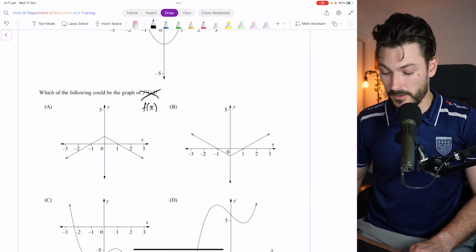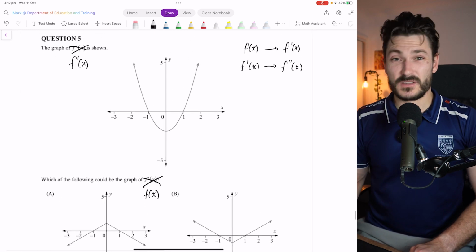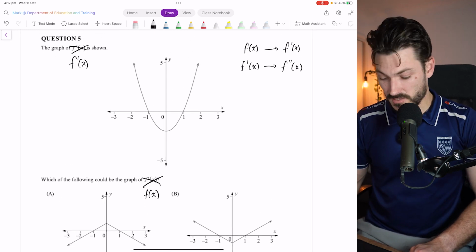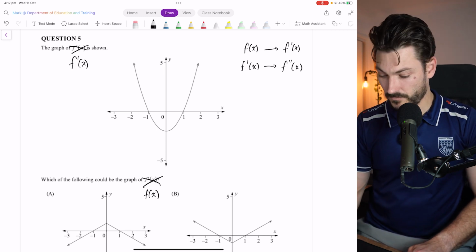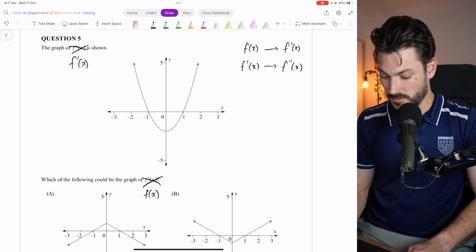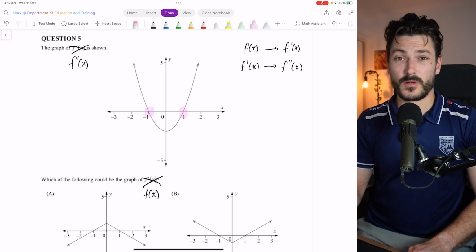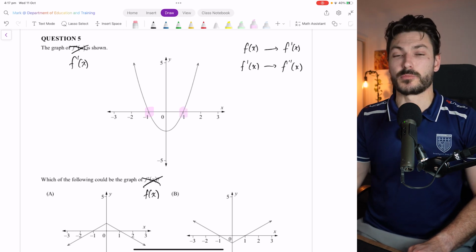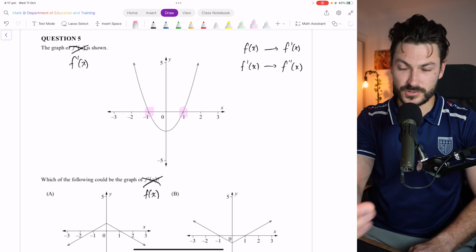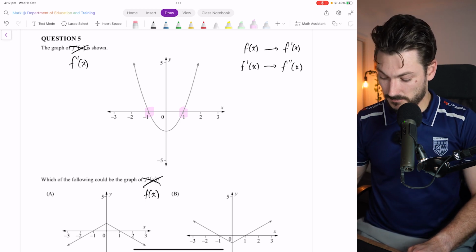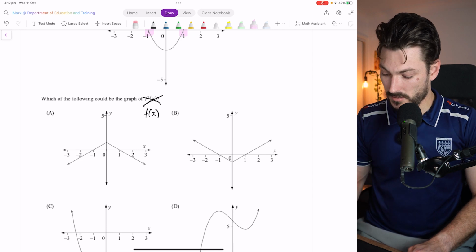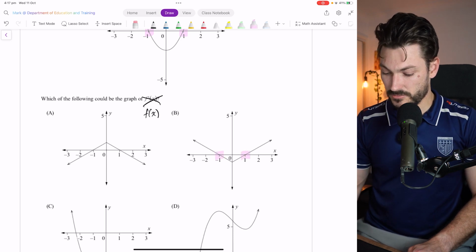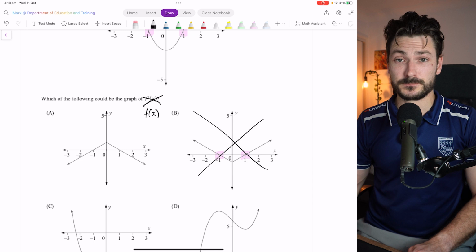And that's going to simplify it for me. So looking at this, if this is a derivative function, I know that when a derivative function equals 0, I'm going to highlight them here in pink, -1 and 1, those 2 points are going to be stationary points on the primitive or the original function. So if I come down here, b, these points at -1 and 1 are not stationary points, so I'm going to rule out b.